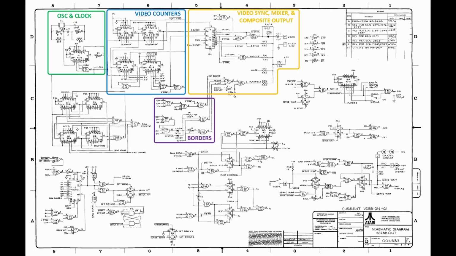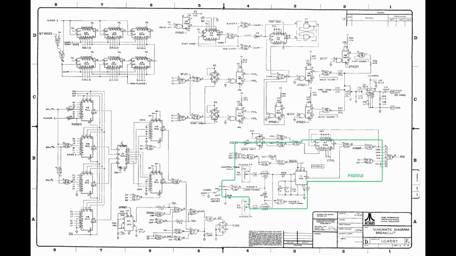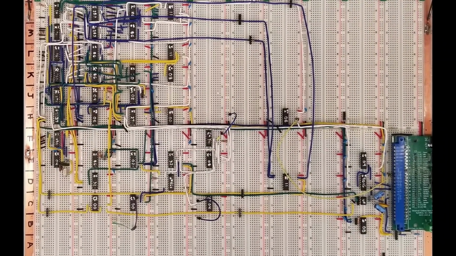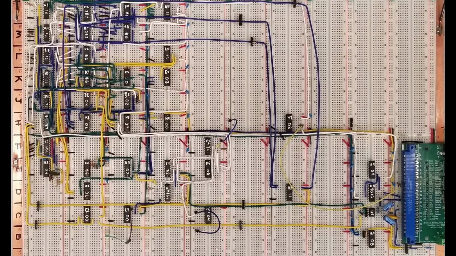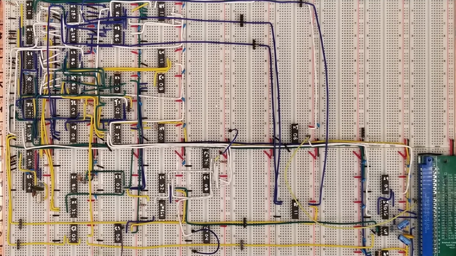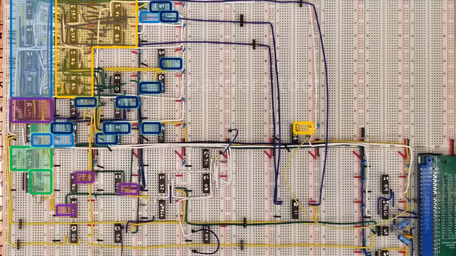So far we've built the video fundamentals and borders on sheet 1, the flip logic on sheet 4, and the paddle on sheet 2. Our breadboard is laid out like legacy boards, but with the chips rotated for compactness. This is kind of rough because of shared gates, but so far we've built the oscillator and clock divider, the video counters, the video mixer and composite output, the flip logic, and the paddle.